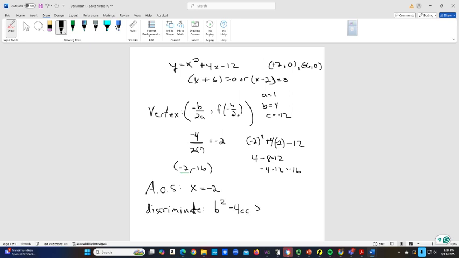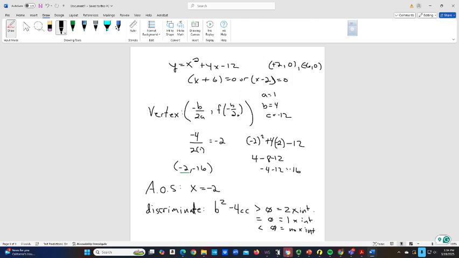Okay, and if this is greater than 0, then you know you're going to have 2 x-intercepts. Okay, if this is equal to 0, then you're going to have 1 x-intercept. And then if this is less than 0, like if this is negative, then for our class, for right now, you're going to have no x-intercepts, right? Like the line is, I'm sorry, the parabola is not going to cross the x-axis, right?